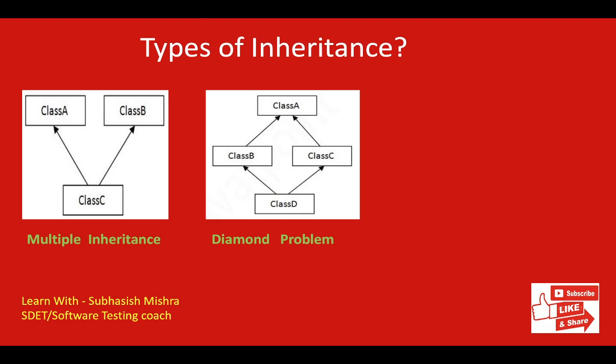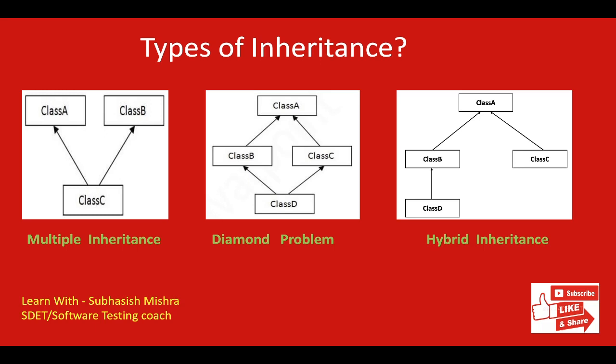Then we have hybrid inheritance. A hybrid inheritance is a combination of more than one type of inheritance. For example, when class B and C extend class A and class D extends class B, then this is a hybrid inheritance because it is a combination of single and hierarchical inheritance. So you will call it hybrid inheritance when it is a combination of more than one type of inheritance.